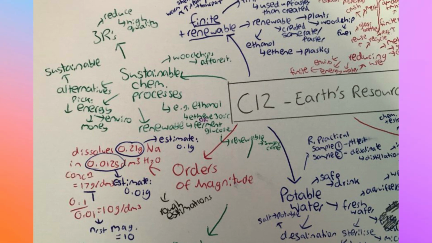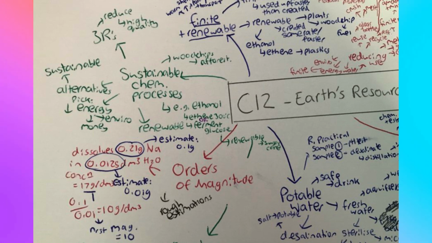For example, we need to be using sustainable chemical processes, and to do that we need to be picking sustainable alternatives, picking the low energy option. That's going to be cheaper, but it's also going to be better for the environment, conserving fossil fuels as well as decreasing combustion, decreasing the amount of CO2 into our atmosphere, and therefore lessening the effect of the enhanced greenhouse effect. We also need to be using renewable resources.